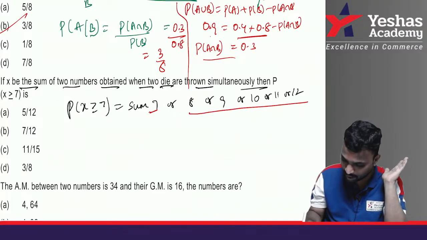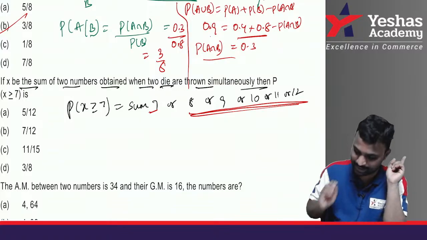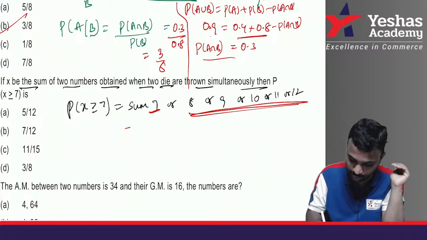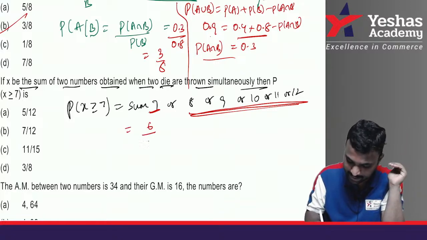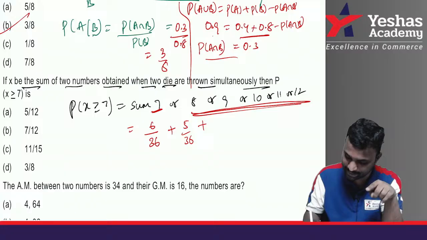If you see, these are all more than 7 only. So 13 minus the sum we have to do. This is 7 up to 7. Whatever the sum, minus 1 we have to do. So the number of favorable outcomes for 7 is 6. 6 out of 36, plus, for 8, 13 minus 8 is 5. 5 by 36. For 9, 13 minus 9 is 4. 4 by 36. For 10, 13 minus 10 is 3. 3 by 36.